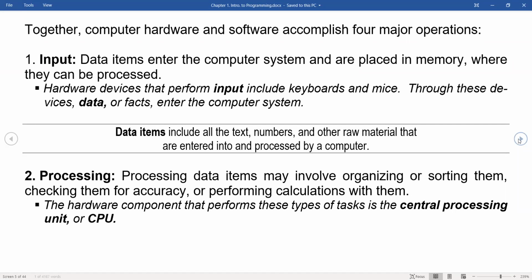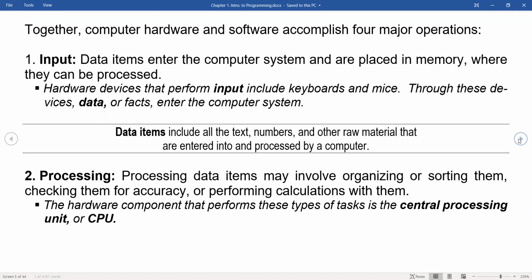When we speak about data items, this includes all the text, numbers, and other raw materials that are entered in and processed by our computer. So the first thing to do, of course, is to provide input for the computer to process.